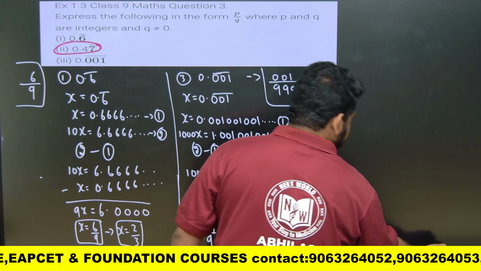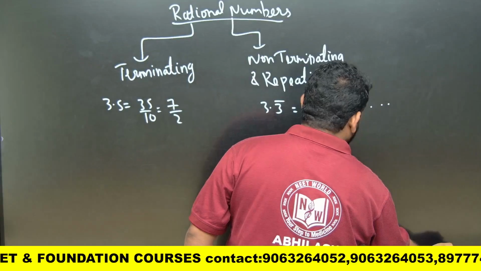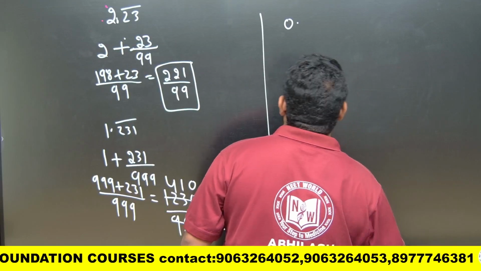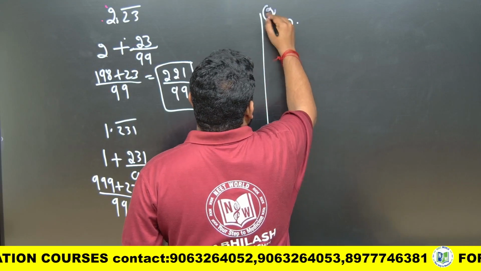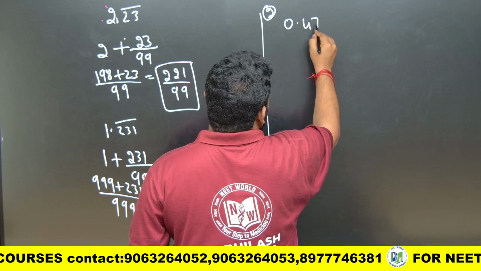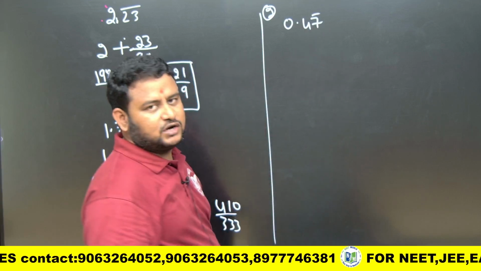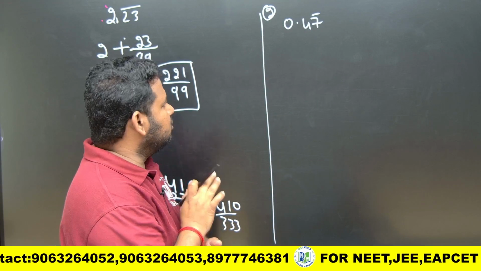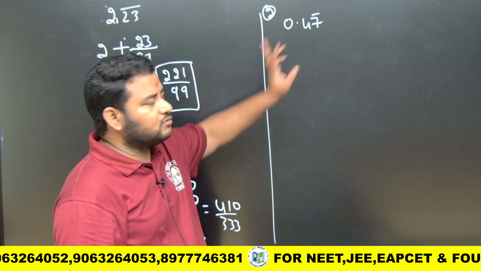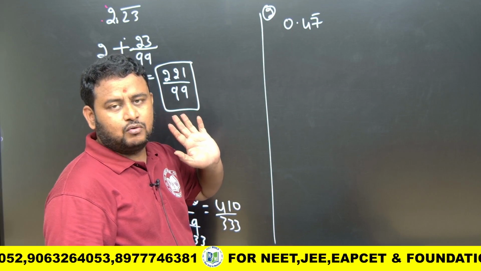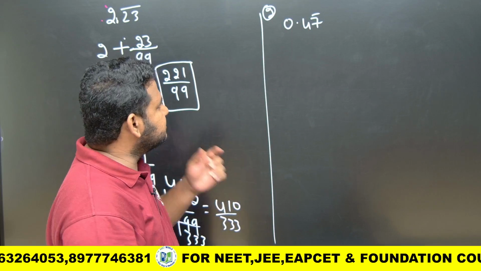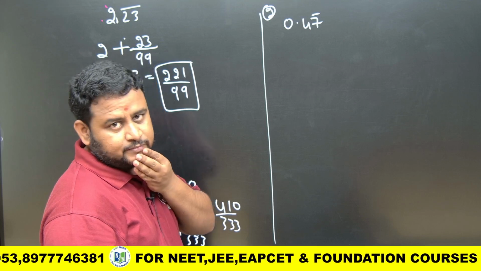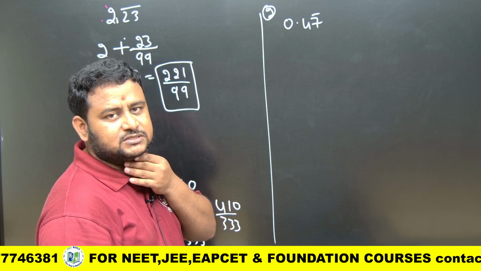0.47 bar. Okay, that is exercise 1.3, second question I will do. What was given? It is given as 0.47 bar. The bar is not on 4, the bar is given on only 7. So the bar is given on only 7 means what should I do?